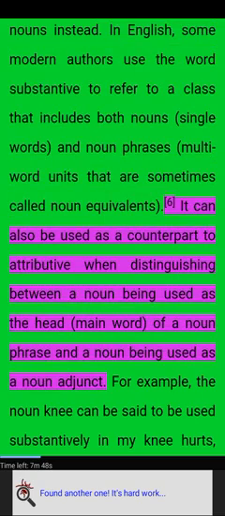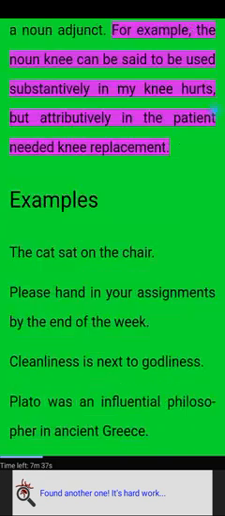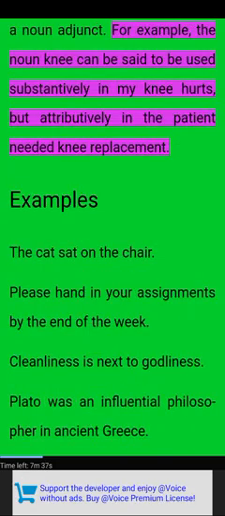It can also be used as a counterpart to attributive when distinguishing between a noun being used as the head, the main word, of a noun phrase and a noun being used as a noun adjunct. For example, the noun knee can be said to be used substantively in "my knee hurts," but attributively in "the patient needed knee replacement." Examples.